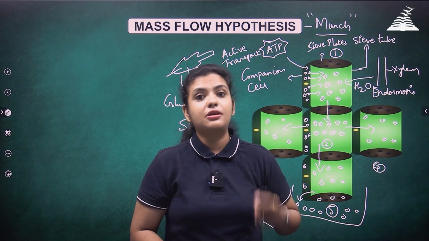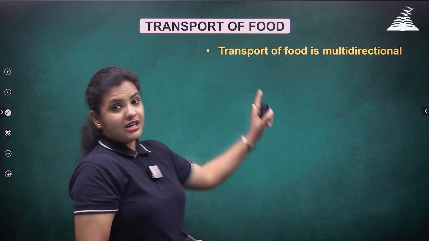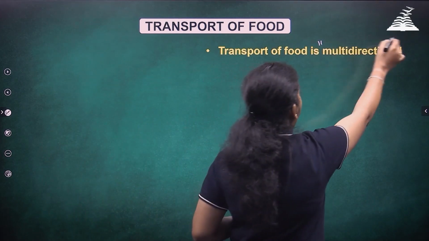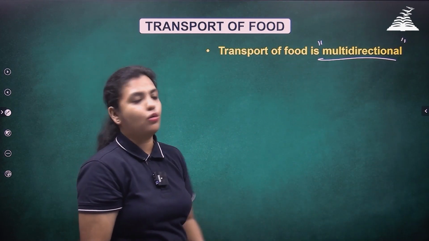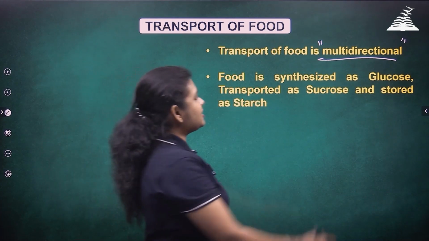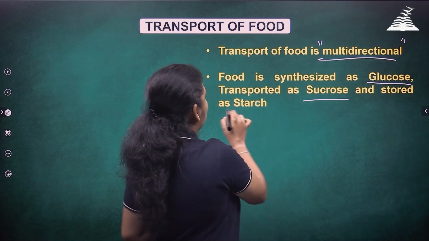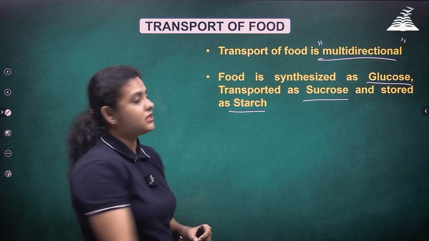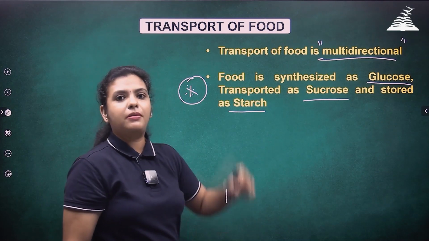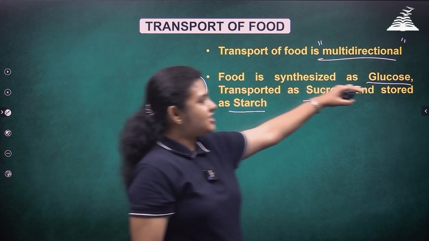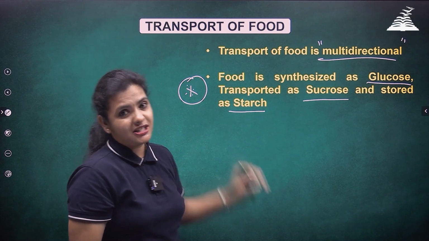So what is the most important point you have to remember when it comes to transport of food? The first, transport of food is multi-directional. In all directions molecules move. The second, food is synthesized as glucose, transported as sucrose, stored as starch. Very important for your exams, students. Remember the three forms of sugar: synthesized as glucose, transported as sucrose, and stored as starch.